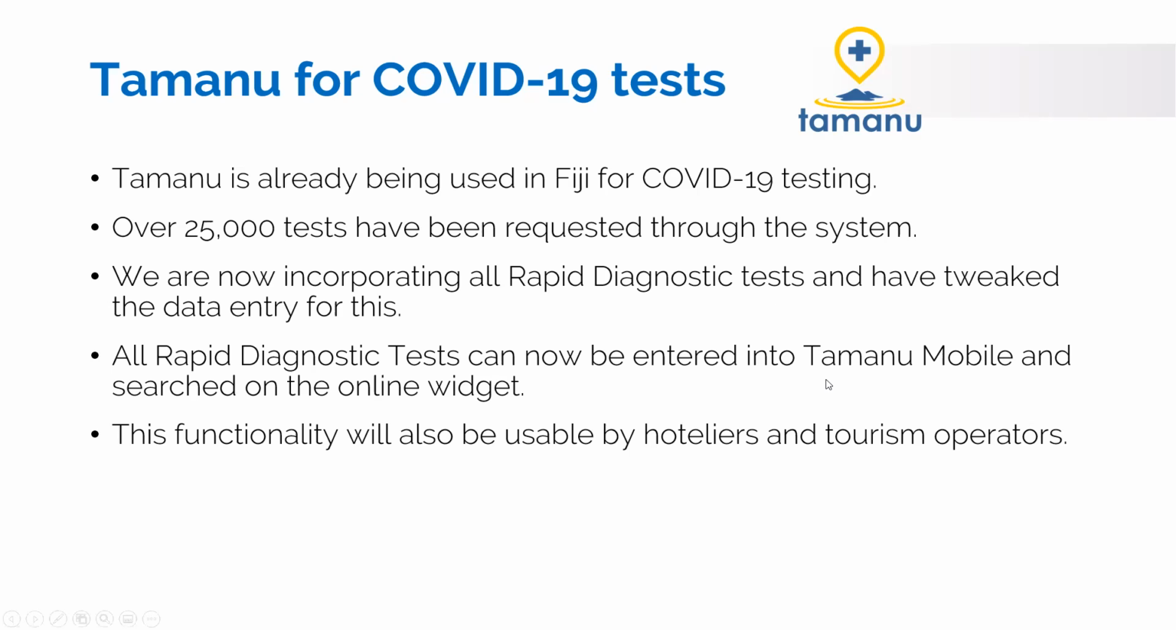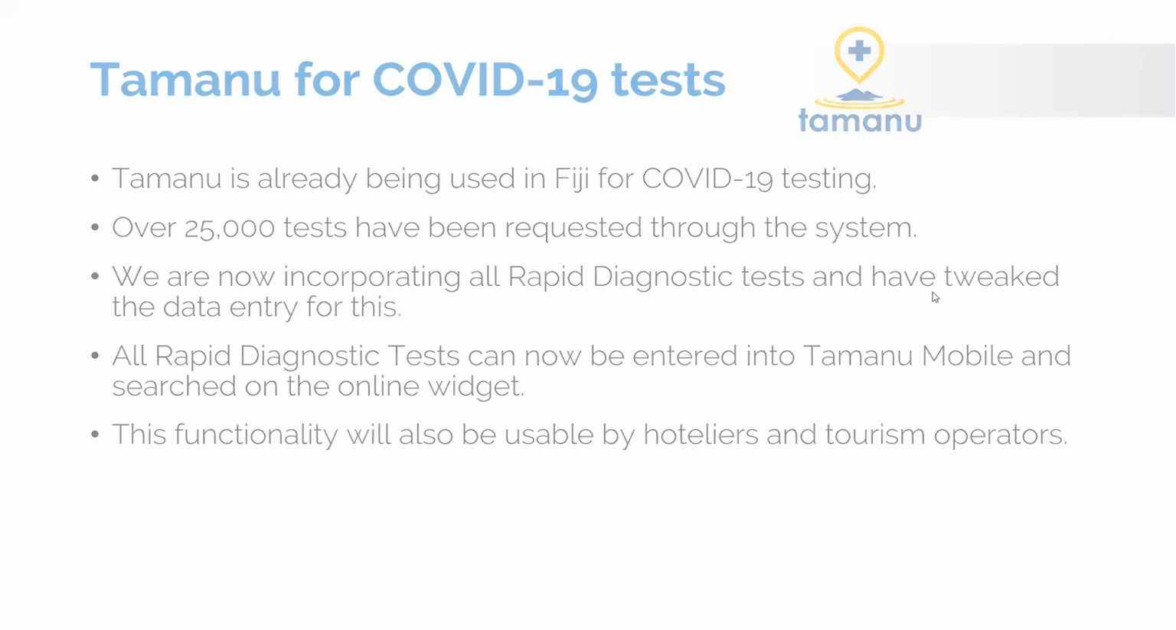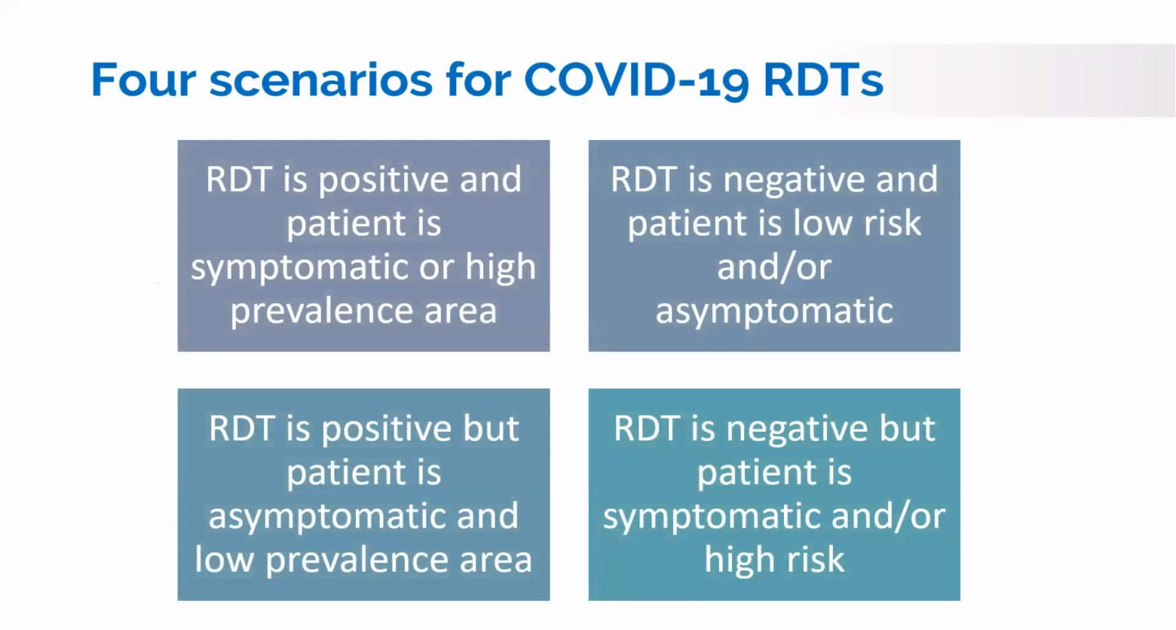This functionality will also be used by hotels and tourism operators who are conducting rapid diagnostic tests on tourists coming into Fiji. So there's 4 scenarios for COVID-19 rapid diagnostic tests. The functionality that we're also going to be showing today is when you don't do a rapid diagnostic test, when you just jump straight to a swab that gets sent off to a laboratory. So in some ways there are 5 scenarios, the first scenario being a swab with no RDT. If you do an RDT, there are then 4 possibilities.